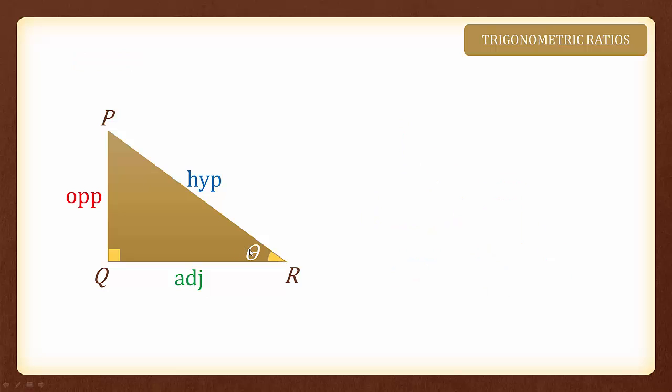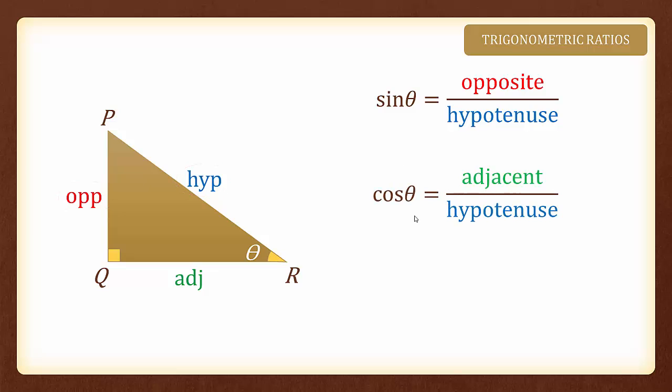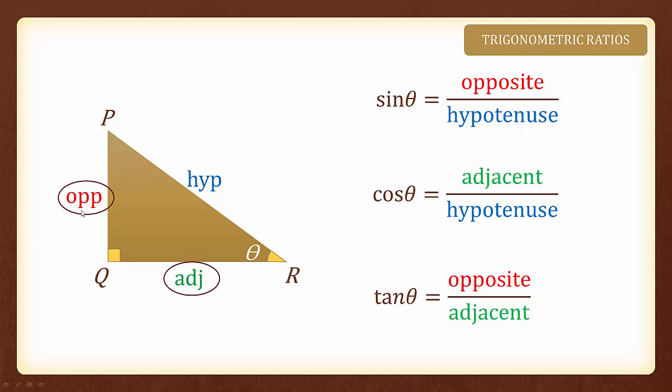Given a certain angle theta, the trigonometric ratios are defined by sine theta equals opposite over hypotenuse, cosine theta equals adjacent over hypotenuse, and tangent theta equals opposite over adjacent. These trigonometric ratios can help us to find the length and angle of a right-angled triangle.